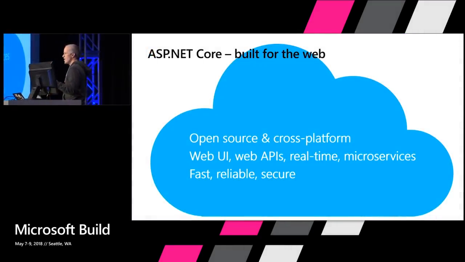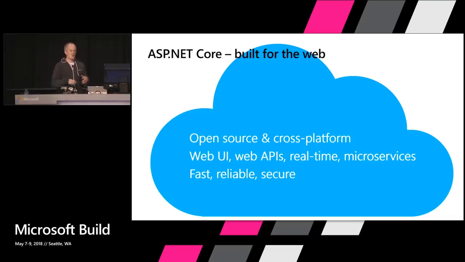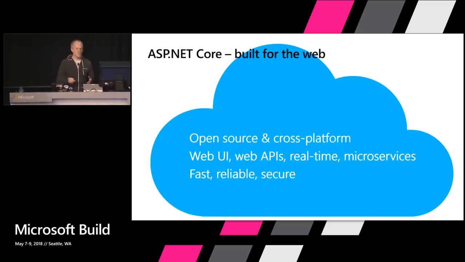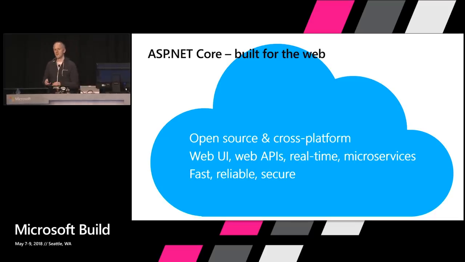ASP.NET Core is our cross-platform and open source web framework for .NET. We built it to be a unified framework. It can handle all of your web development needs. It can do web UI. It can do web APIs and HTTP services, RESTful services. It can do real-time web. It can do back-end microservices. We built it to be fast. We built it to be reliable. We built it to be secure.